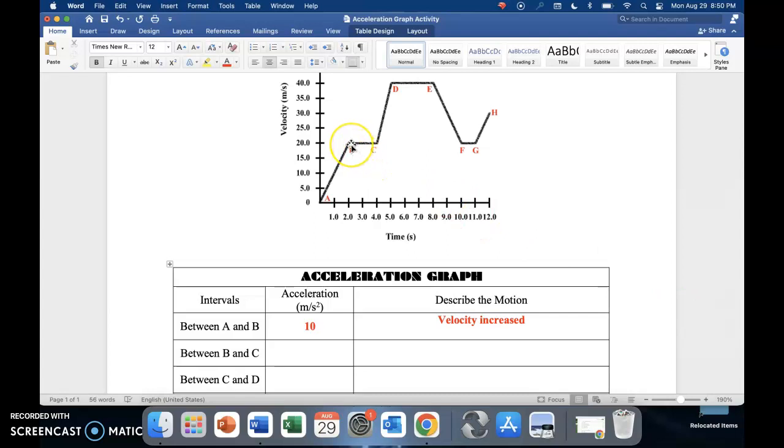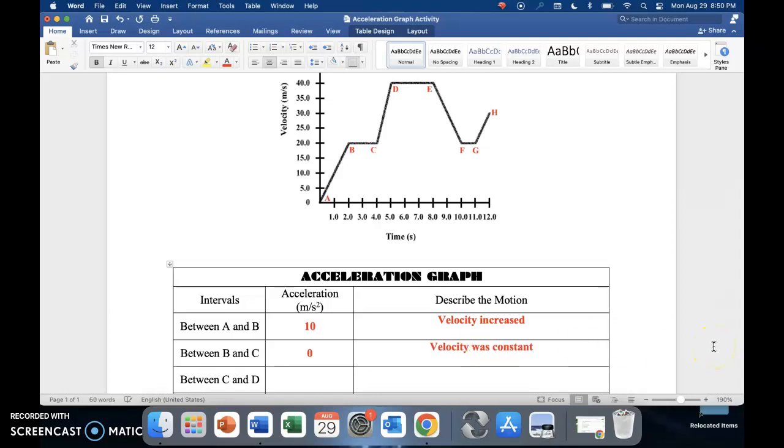Now, when we get to B, we see that it flatlines from B to C. It stays at 20. This would be considered your initial velocity. C would be considered your final velocity. So 20 minus 20 is 0. Again, this happened from 2 seconds to 4 seconds, so a total time of 2 seconds. 0 divided by any number is going to give you an acceleration of 0. There was no acceleration. So I simply would describe this as velocity was constant.